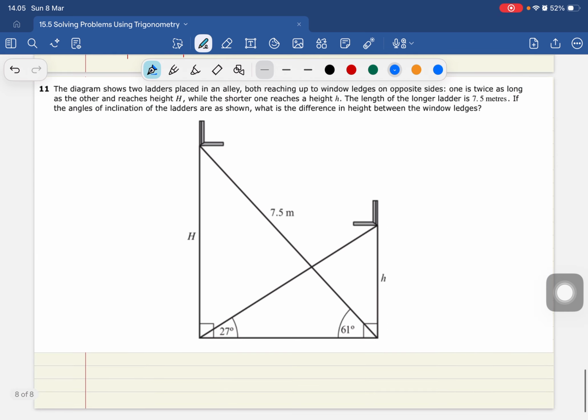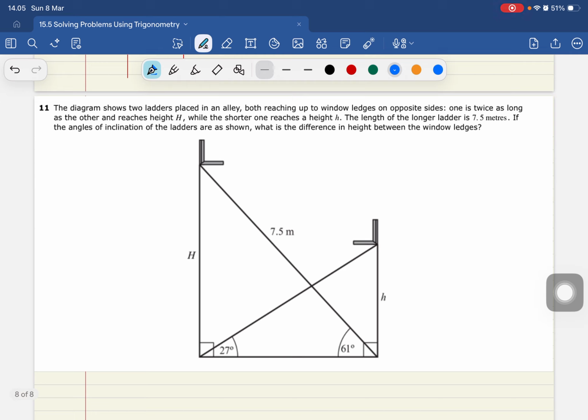Okay, take a look at number 11. The diagram shows two ladders placed in an alley, both reaching up to windows, placed on opposite sides. One is twice as long as the other, and they reach the height twice, while the shorter one reaches a height the length of the longer. The longer ladder is 7.5. If the angles of incline of the ladders are shown, what is the difference in height between the windows?